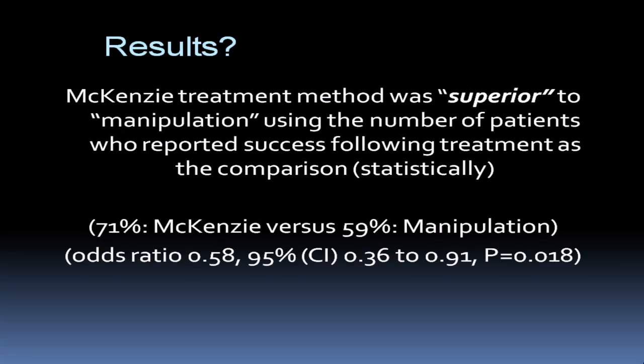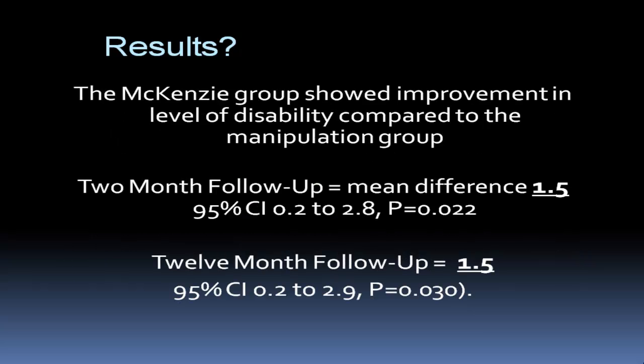The results are interesting. The percentage of patients who were judged as successful was 71% for the McKenzie method versus 59% for manipulation. The McKenzie treatment method was judged superior to manipulation using the number of patients who reported success following treatment as the comparison. Also, the McKenzie group showed more improvement in their level of disability compared to the manipulation group. The 2-month and 12-month follow-up was similar, with a mean difference of 1.5. Not stellar, but statistically better.